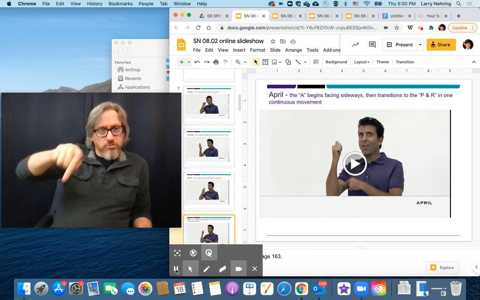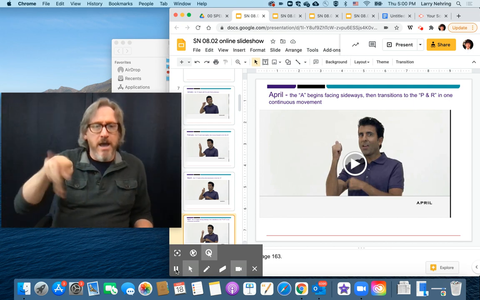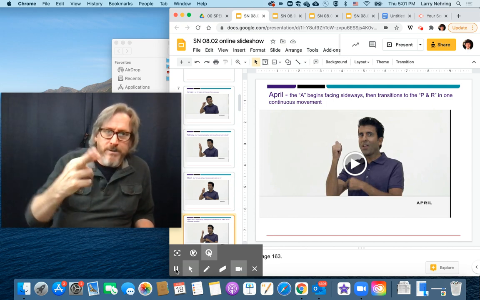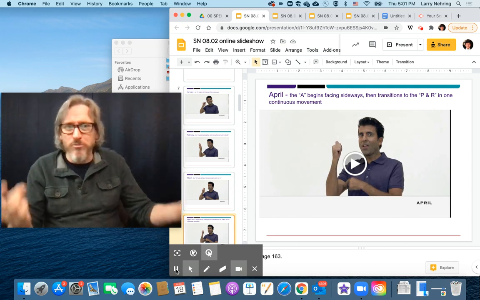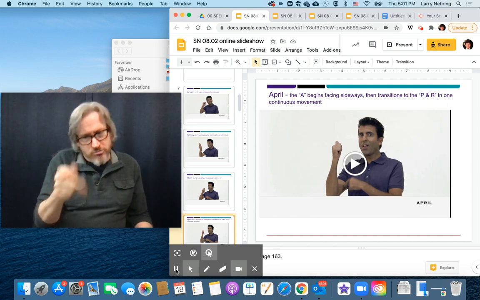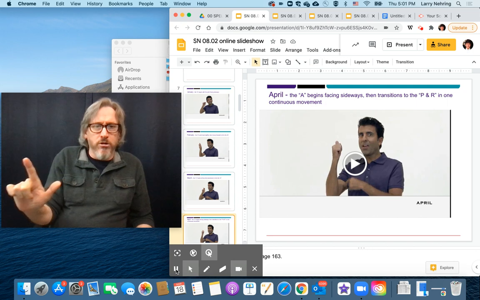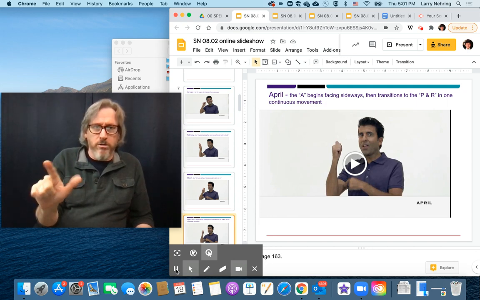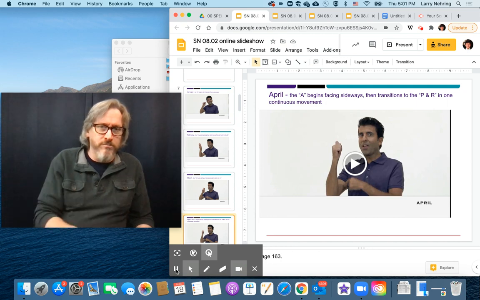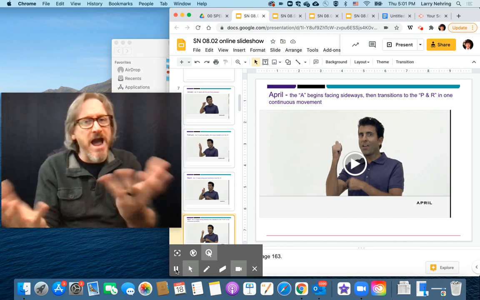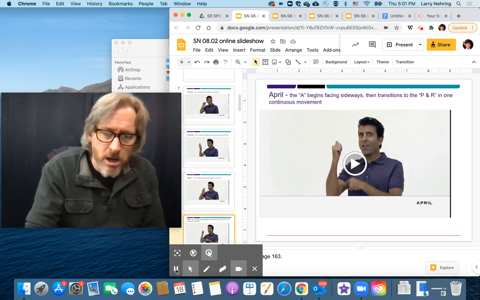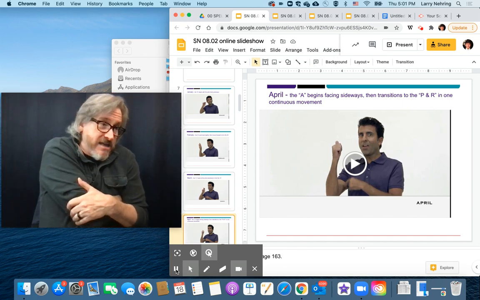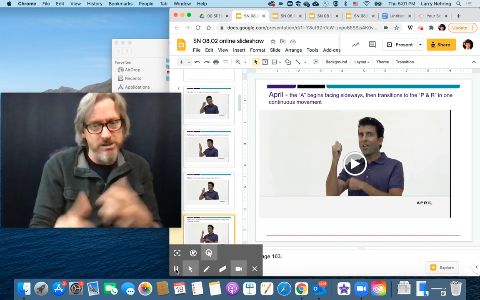I've also seen it where it drops in this way. April. Either movement works. It either drops to the side. April, or April. So watch. I would say start with what he's doing. All of these come out of once you've fingerspelled something often enough and it gets fast enough, it takes on a shape of its own.